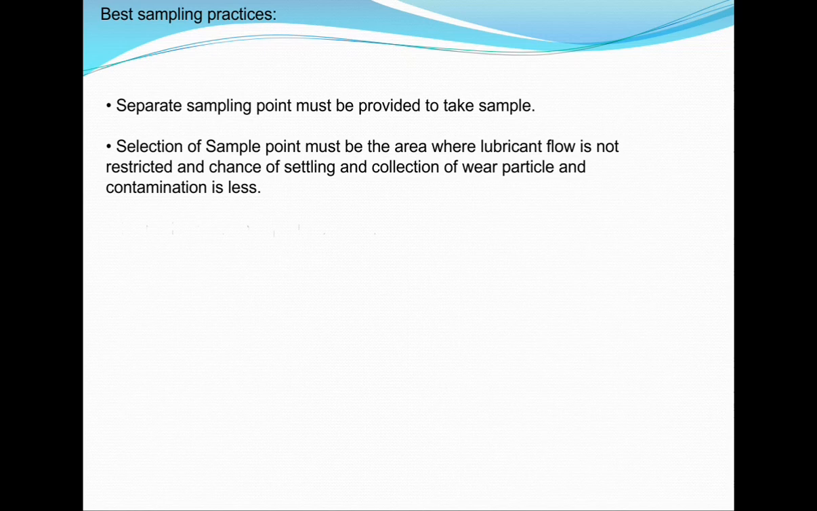Selection of the sample point must be in an area where lubricant flow is not restricted. So we have to see that in the area from where we are taking the sample, the flow should not be restricted, it should not be a dead point. The flow should not be laminar, so turbulent flow must be there to take the sample. And the best part is that the machine should be in running condition.